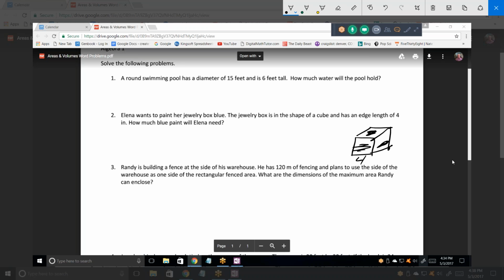First of all, how many sides are there on a cube? 6. Okay, so it's 6 times the area of each side. Well, 4 cubed. So it's 4. No, 16 times 6. 16 is the area of each side. So 96 is the total square footage that we want, or square inches, excuse me. Everything's in inches here. So it's 96 square inches.